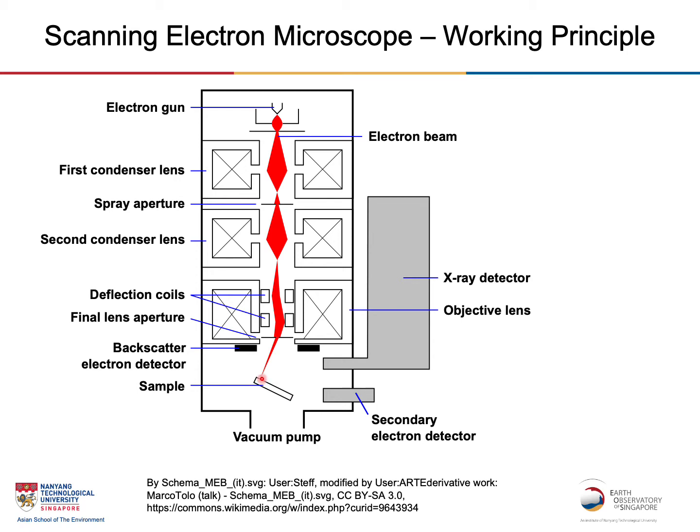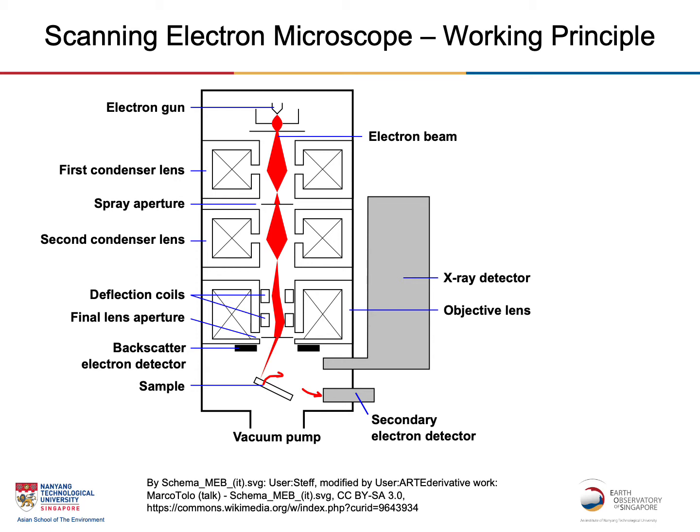Earlier we mentioned that due to the interaction of the electron beam with the material, several effects are produced. One of those is the secondary electron. The secondary electron that comes out from the sample is pulled to this detector and used to make the image. So this is our secondary electron detector.